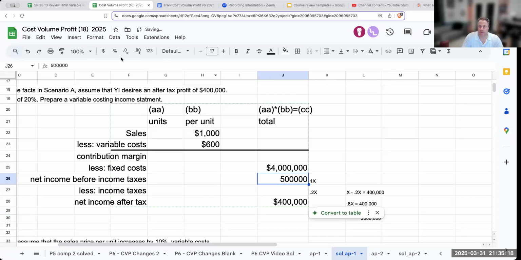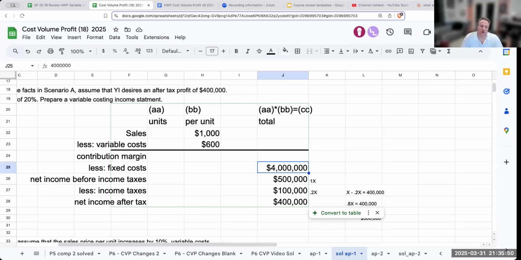So when I look at this, it's very important to check. If I take 20% of $500,000, I get $100,000. Why is this so important to do? Because whenever I compute these values, I have to make sure it works. 500,000 is my net income before income taxes, minus my income taxes gives me my net income after tax.